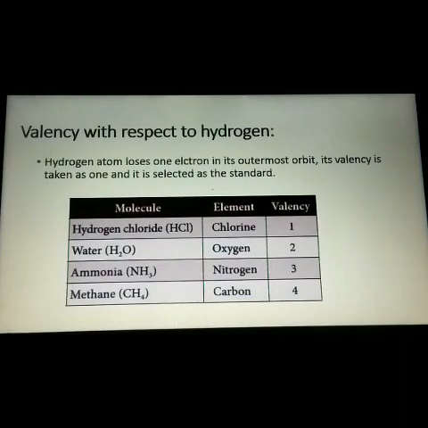Now first we shall see valency with respect to hydrogen. I think you all know the atomic number of hydrogen. So what is the atomic number of hydrogen? Yes, it is 1.